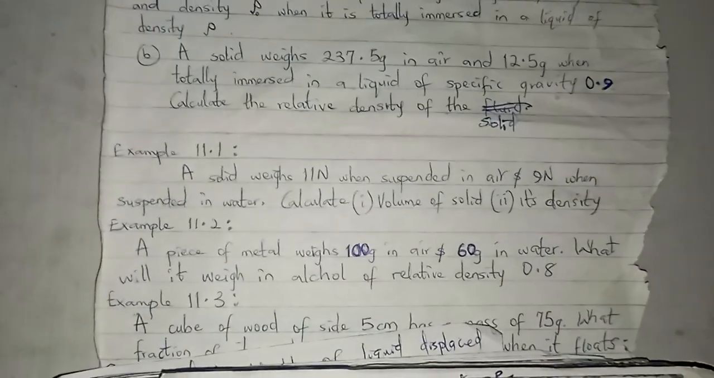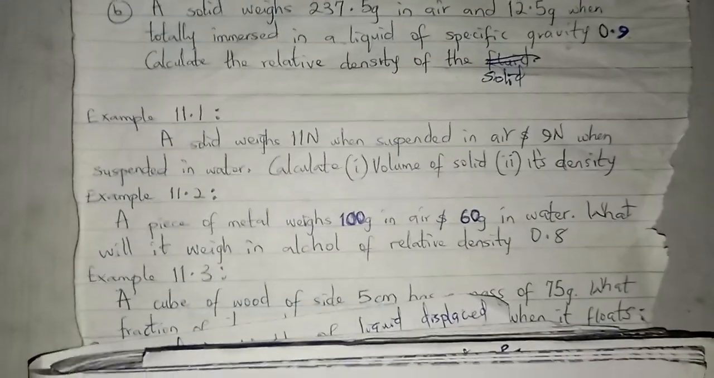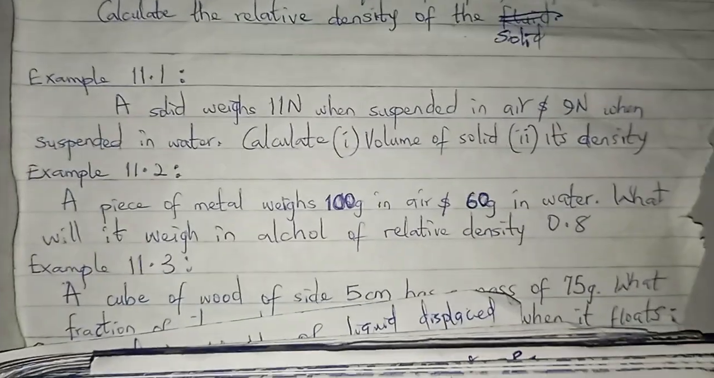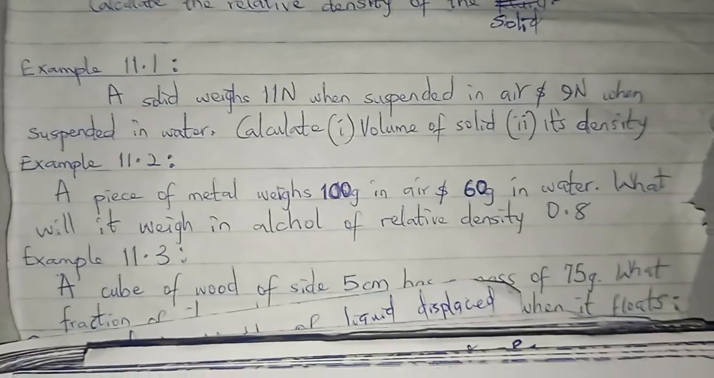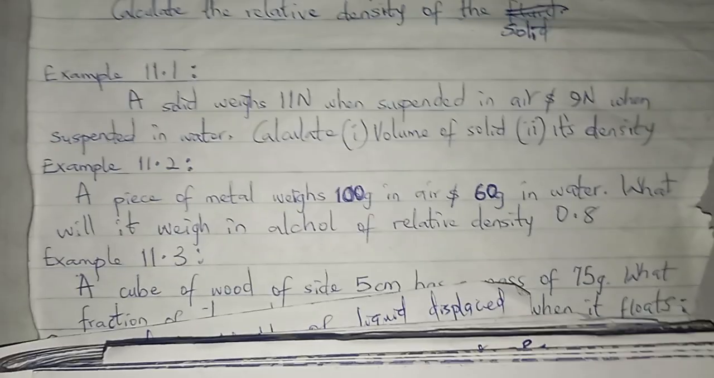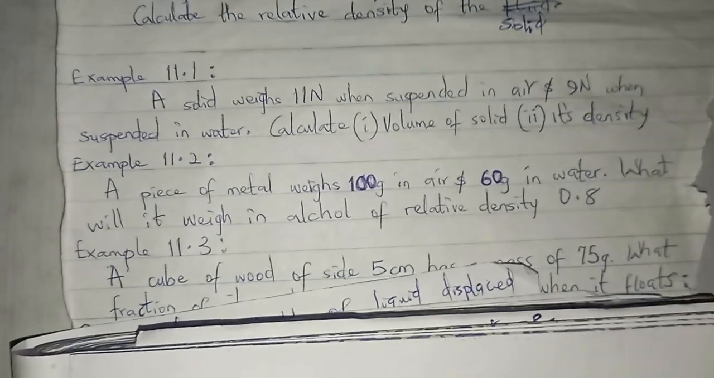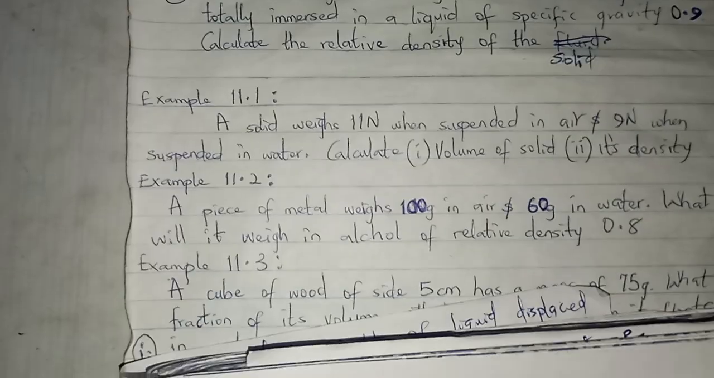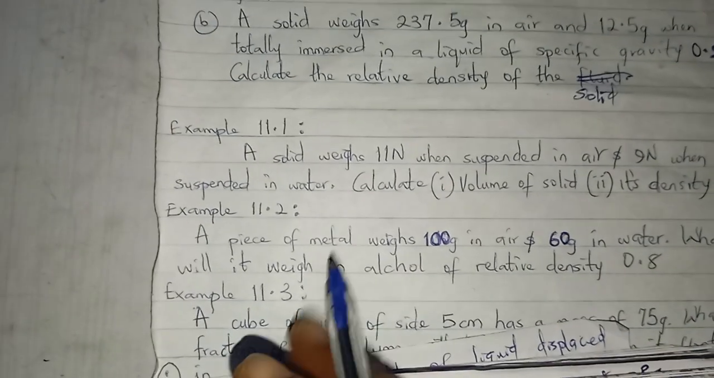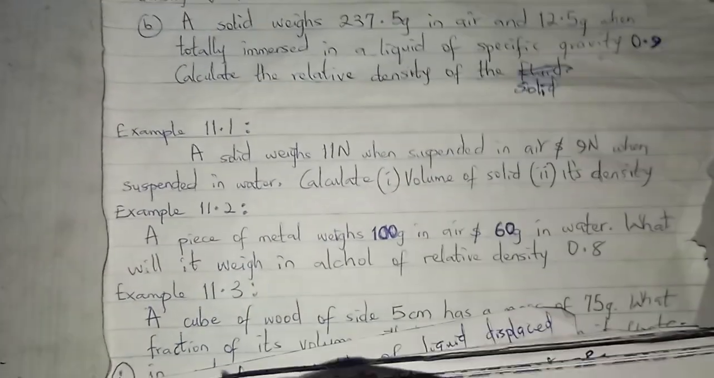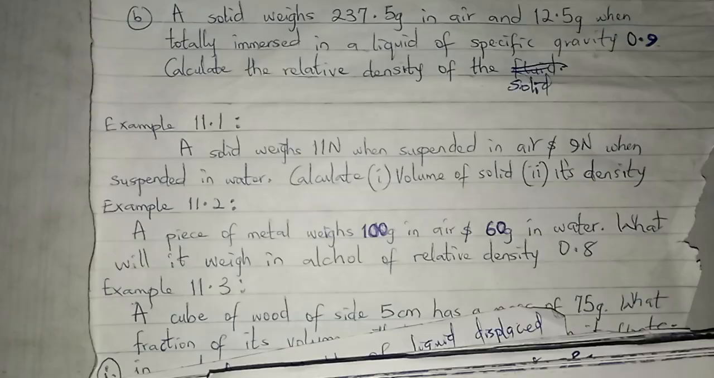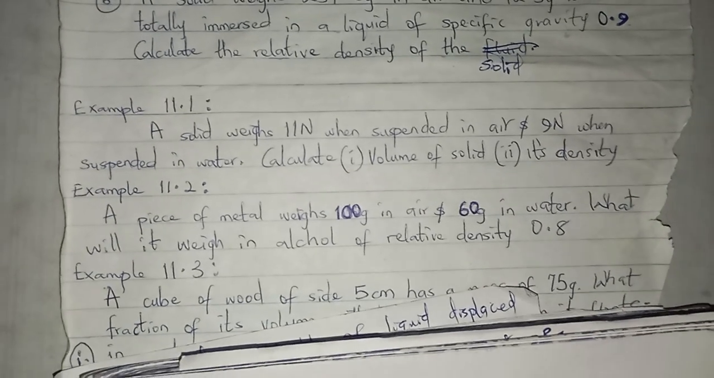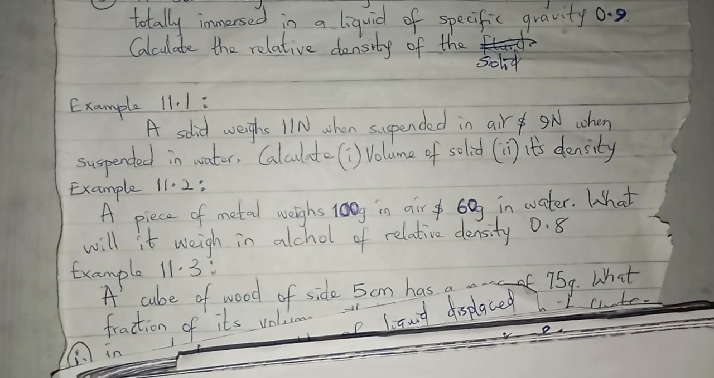According to the Academic Digest class, a solid weighs 11 Newton when suspended in air and 9 Newton when suspended in water. Calculate the volume of the solid and its density. Okay, this is chapter 11. So to solve this question, let me use weight in air equals 11 Newton, then weight in water equals 9 Newton.